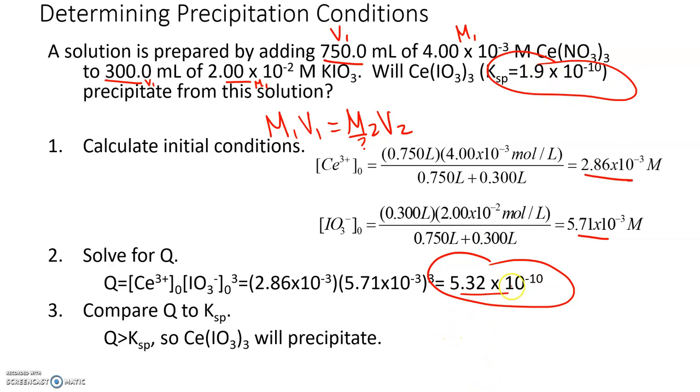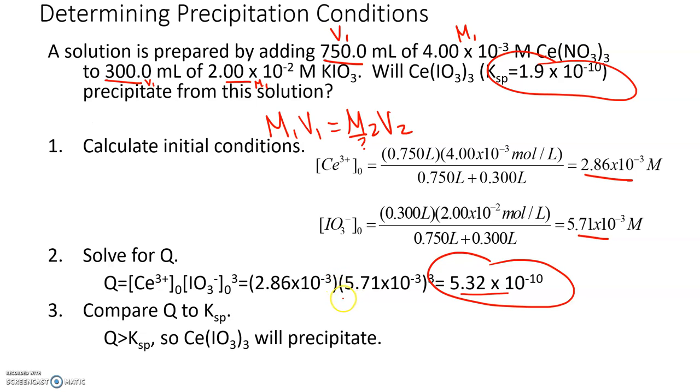And so by looking at these two numbers, I can say that the value of Q, 5.32 times 10 to the negative 10, is in fact greater than the Ksp of 1.9 times 10 to the negative 10. And because Q is greater, a precipitation reaction will occur. And the Ce(IO3)3 will in fact precipitate out of the solution when these two are mixed. And that would be the end of this particular question because it didn't ask you to go any further.